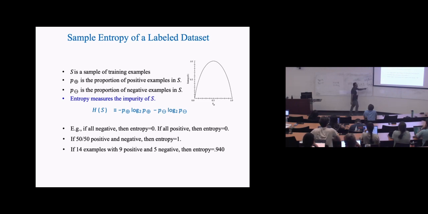So as you see, if you have 14 examples, you have 9 positive and 5 negative. Entropy is something like this. Entropy will be 1 if you had 7 and 7. That's the maximum uncertainty.